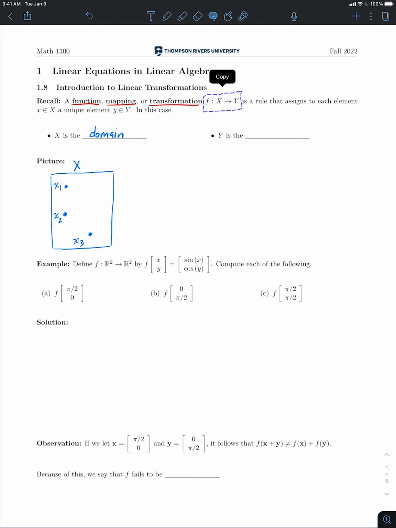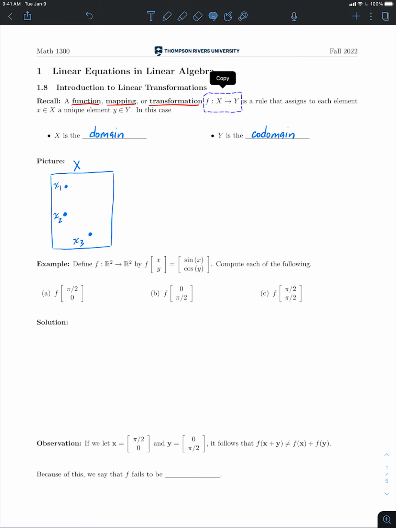Then you see an arrow pointing to another set, which is capital Y in this case. Capital Y ought to be a set as well, and we refer to that set as the codomain, not to be confused with the range. The range is something different, but when you see something like this, it tells you that f is the name of the function, X is the domain, and Y is the codomain.